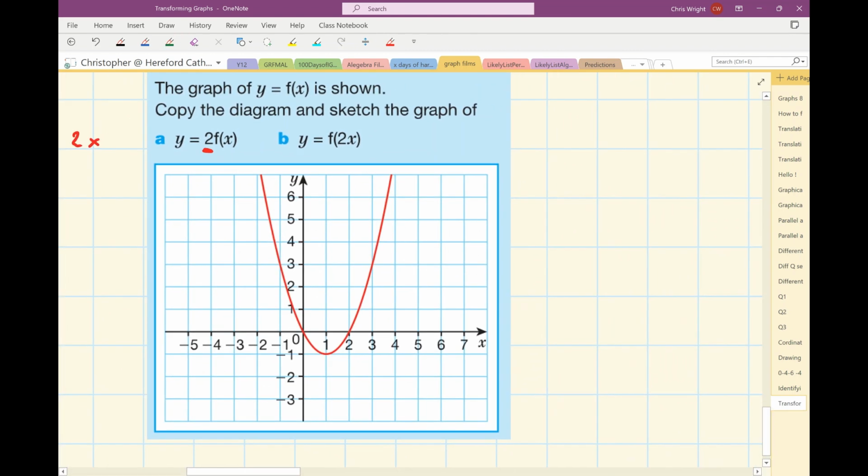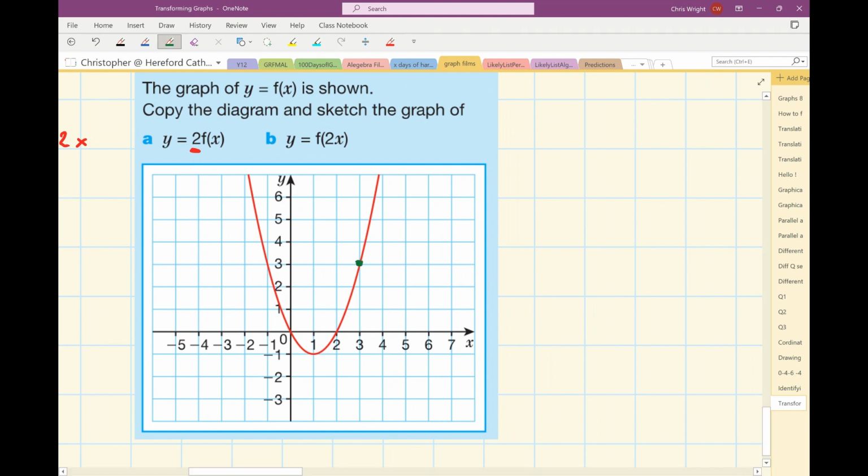Let's have a look at this point here. Now this point has a y coordinate of 3. So its y coordinate is going to double. So now its y coordinate will be 6. Let's have a look at this point. This point has a y coordinate of 0, and double 0 is 0. So it's going to remain there. Let's have a look at this point. This point has a y coordinate of -1, so its new y coordinate will be -2. This point has a y coordinate of 0, so its new y coordinate will be twice 0, 0. This point has a y coordinate of 3, so its new y coordinate will be 6.